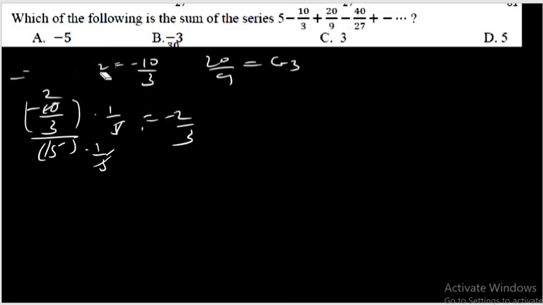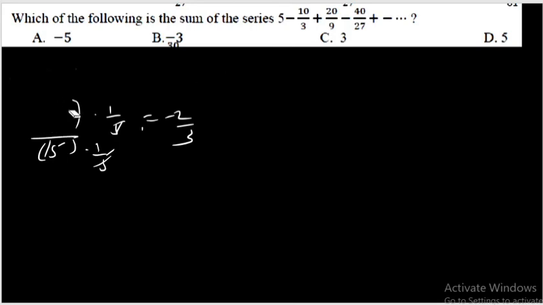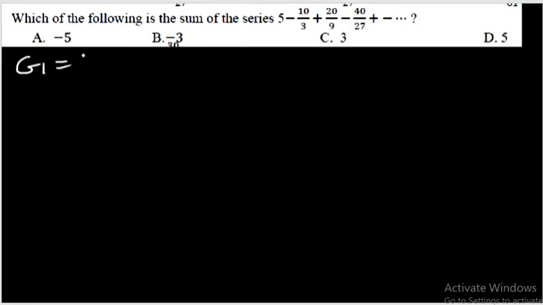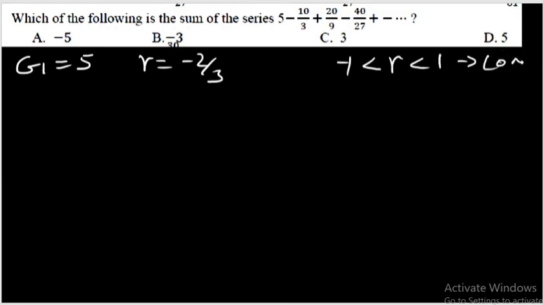That means this is an infinite series with a common ratio. It's found between negative 2 over 3, meaning between negative 1 and 1. So here our G1 is 5, and the common ratio is equal to negative 2 over 3. This number, the common ratio, is found between 1 and negative 1. That means it satisfies the condition to say it is convergent.